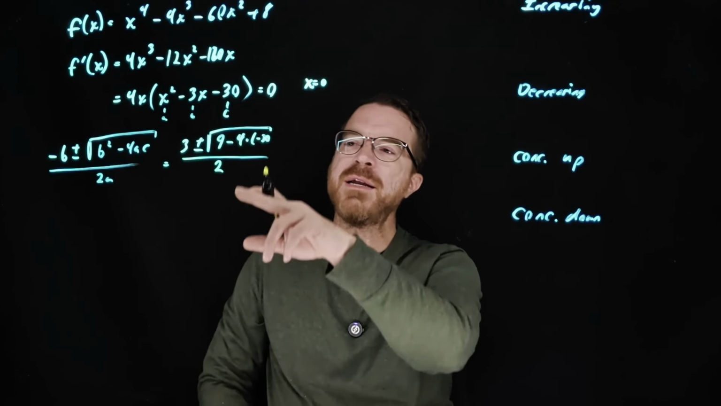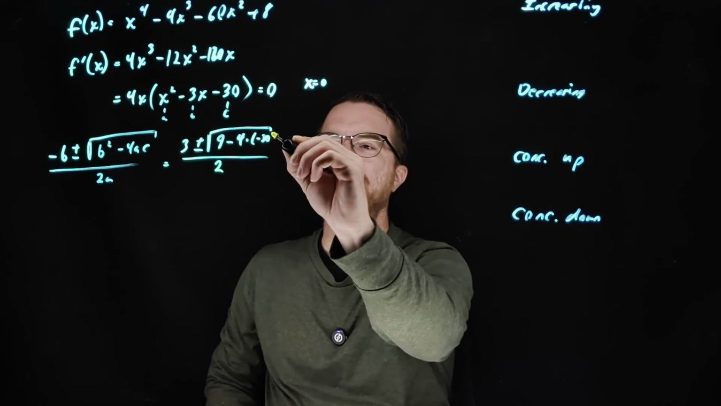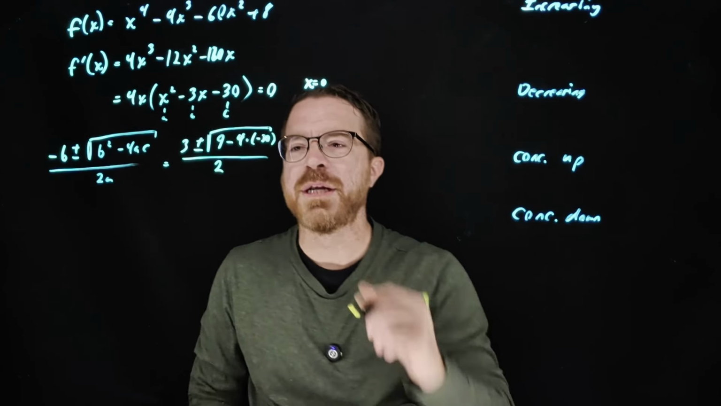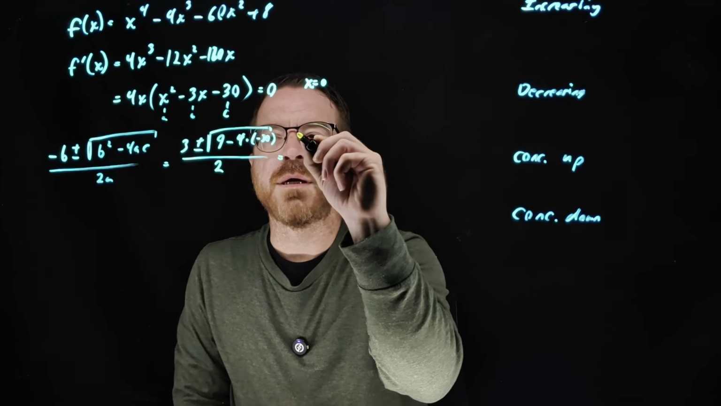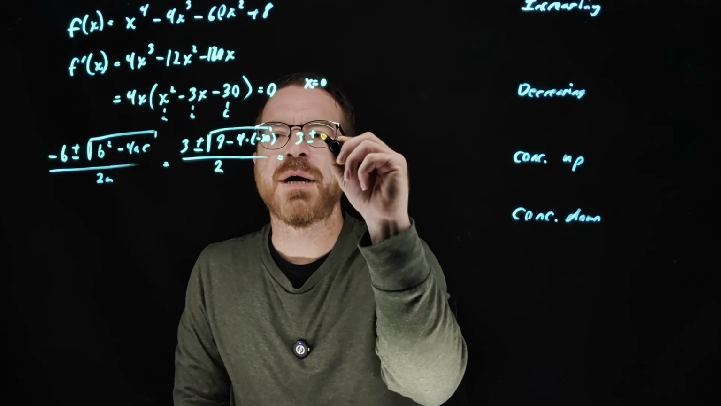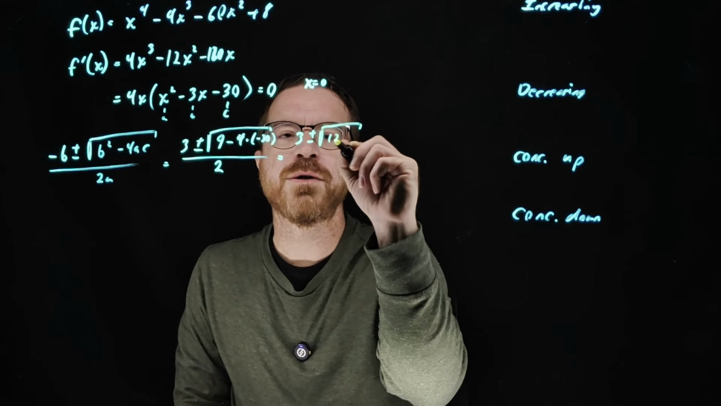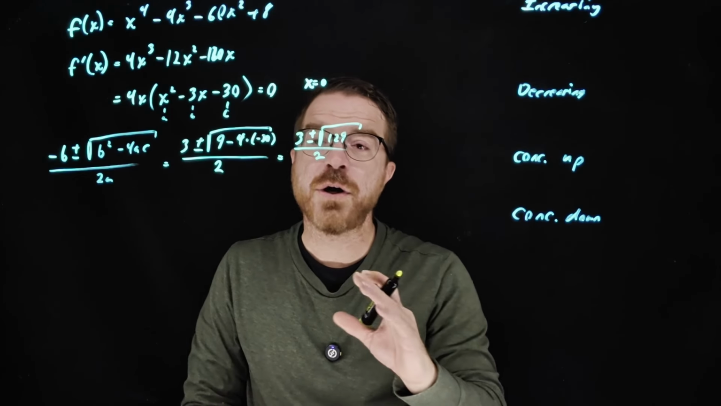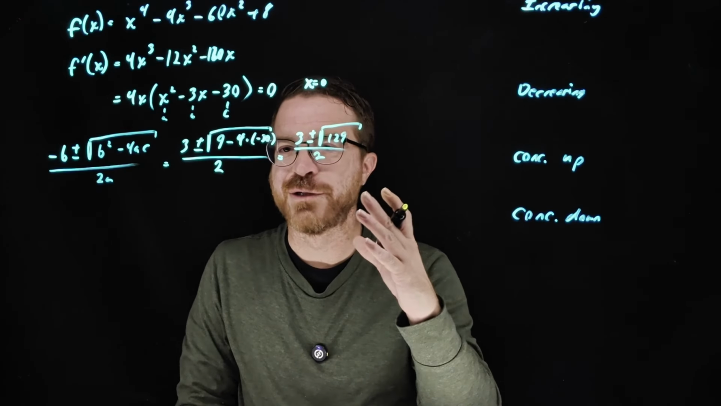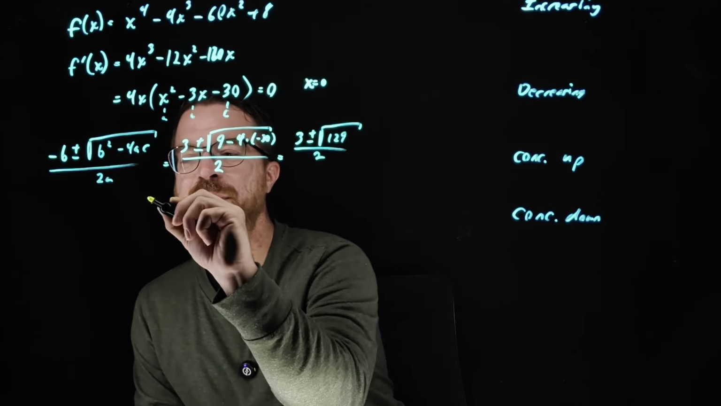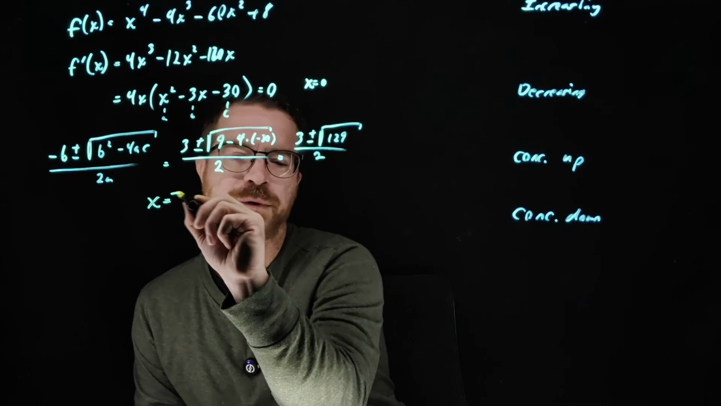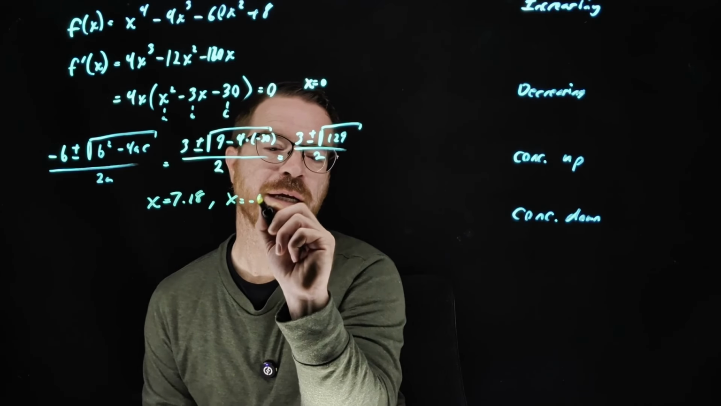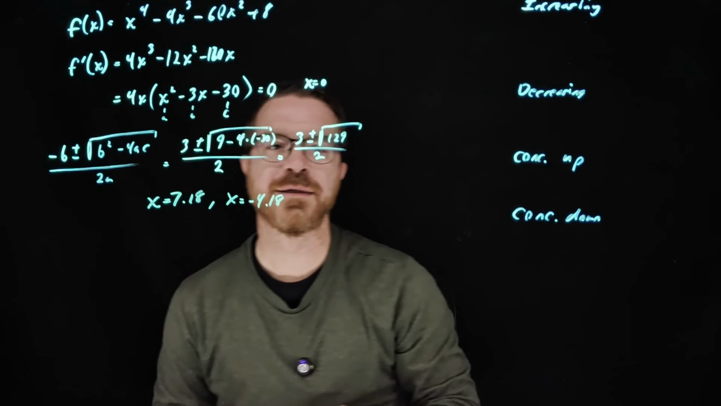So we have 9 minus 4 times -30, so this is going to give me plus 120. So this will be 3 plus or minus the square root of 129 divided by 2. And then solving for this, I actually have the answer in front of me, so this is going to be equal to x equals 7.18 and x equals -4.18.